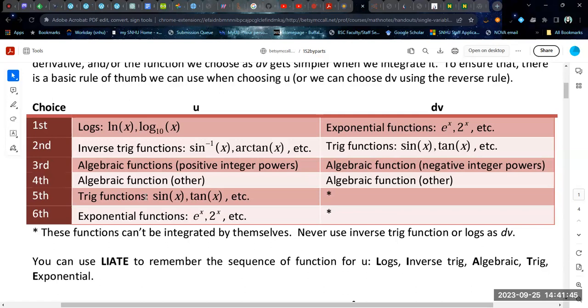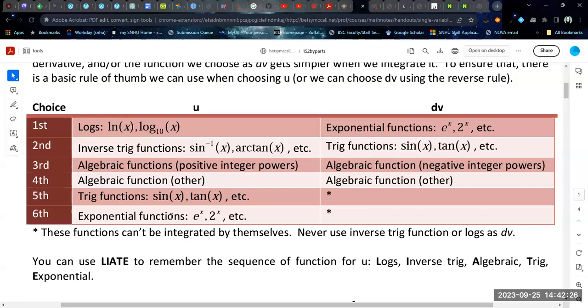Again, the trig functions, the sine function in particular and the cosine will change, but they won't get simpler. Exponential functions, sometimes they don't even really change except for a coefficient. So those are sort of your last choice. Trig functions and exponential functions tend to be easier to integrate. They don't necessarily get simpler, but at least in a lot of cases, they don't necessarily get more complex. And as long as you can integrate them by themselves, then they're good choices for dv, but not necessarily the best choices for u.